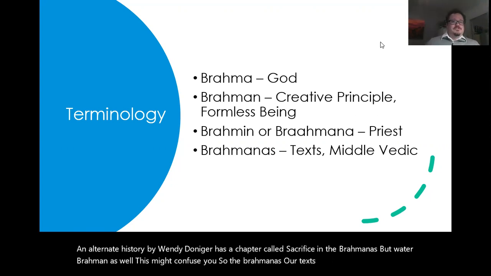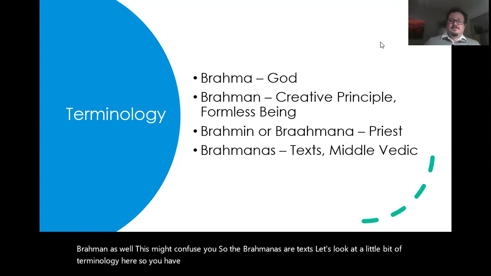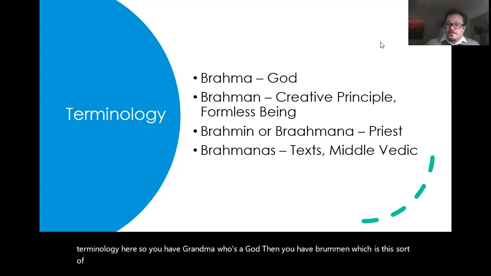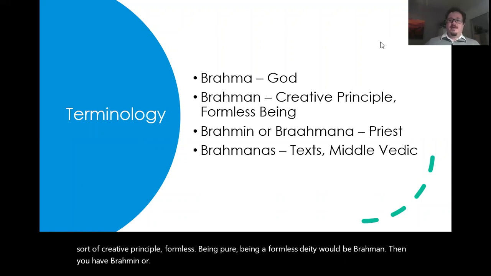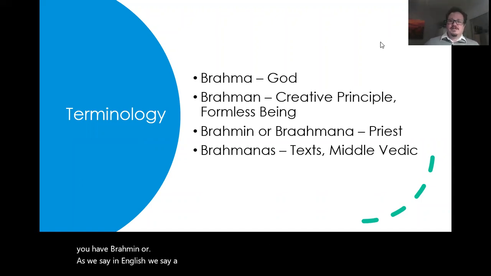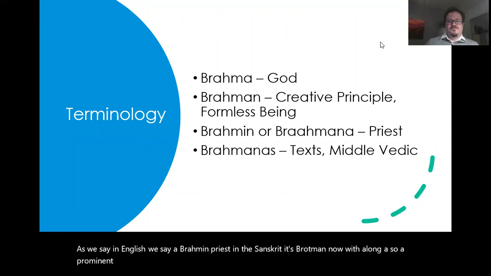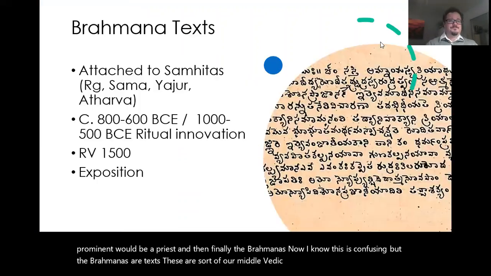Let's look at a little bit of terminology here. So you have Brahma, who's a god. Then you have Brahman, which is this sort of creative principle, formless being, pure being, a formless deity would be Brahman. Then you have Brahmin, or as we say in English, a Brahmin priest. In the Sanskrit, it's Brahmana with a long A. So a Brahmana would be a priest. And then finally, you have the Brahmanas. Now, I know this is confusing, but the Brahmanas are texts. These are sort of our middle Vedic texts. So they're sources, they're scriptures.